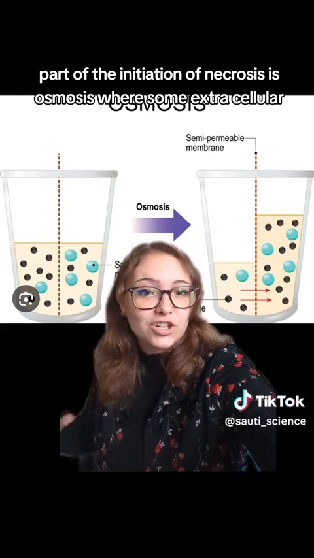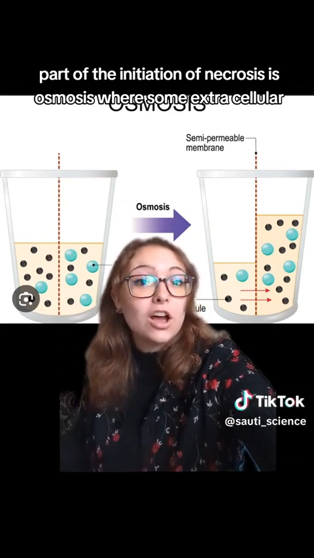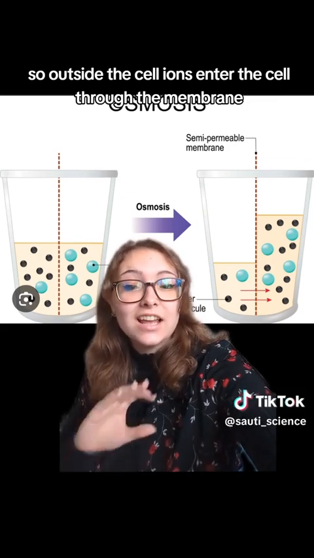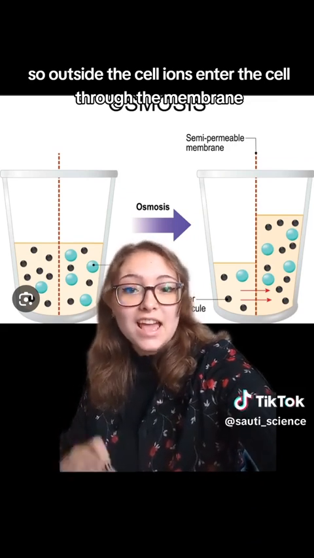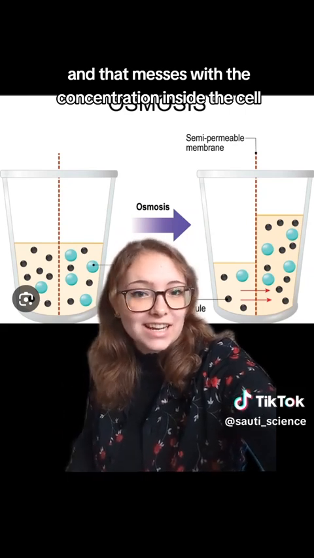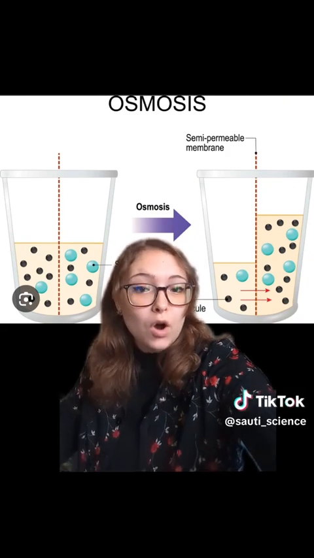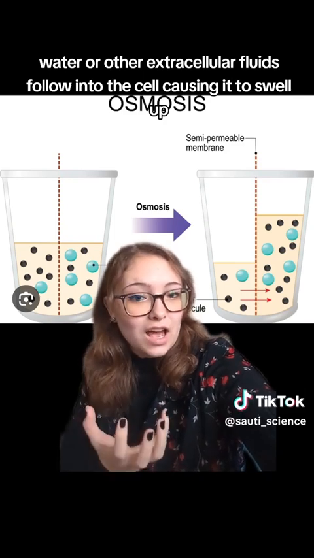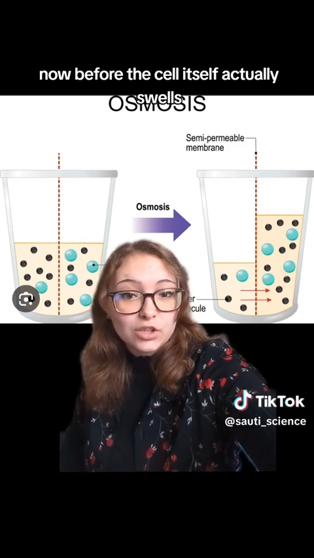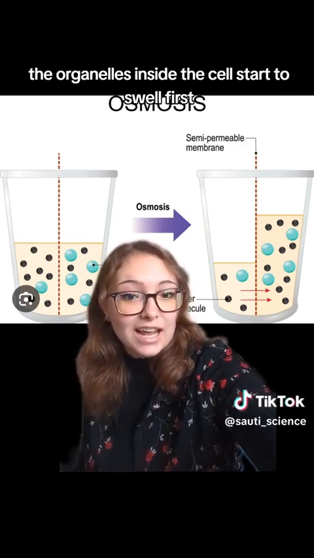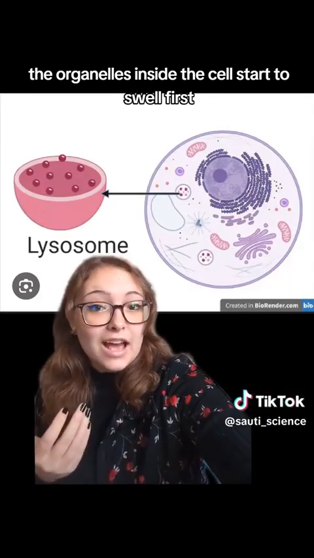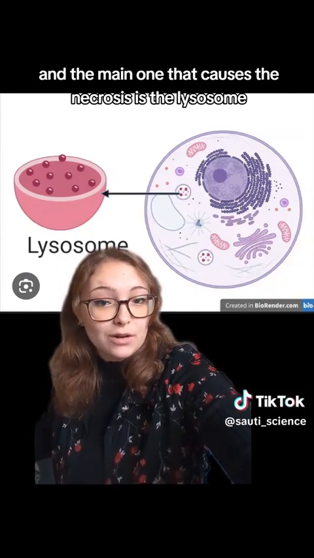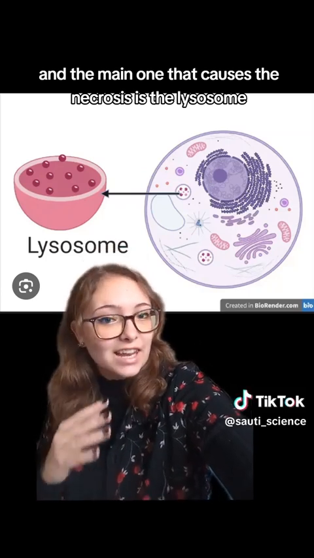Part of the initiation of necrosis is osmosis, where some extracellular, so outside the cell, ions enter the cell through the membrane, and that messes with the concentration inside the cell, so in order to balance that out, water or other extracellular fluids follow into the cell, causing it to swell up. Now, before the cell itself actually swells, the organelles inside the cell start to swell first. The main issue with this is that the organelles will swell and start to burst, and the main one that causes the necrosis is the lysosome.